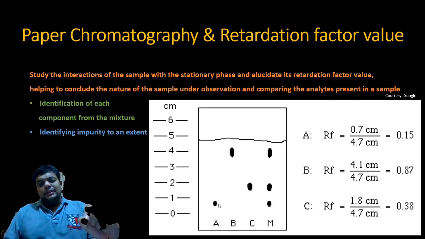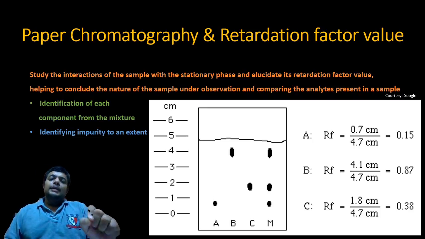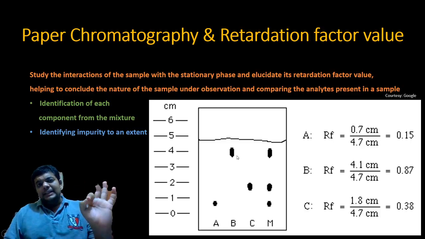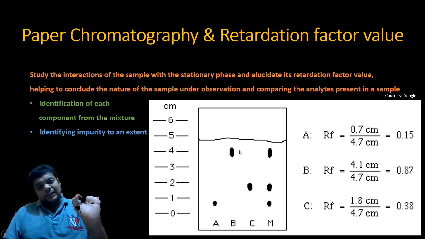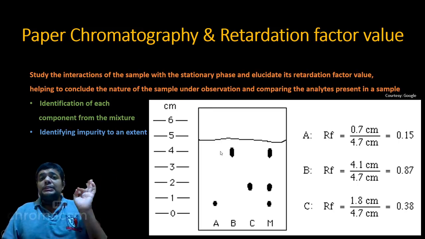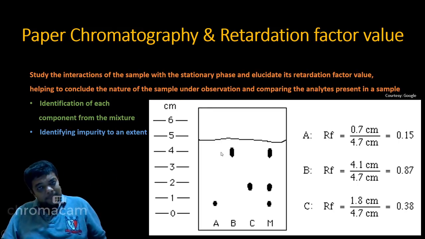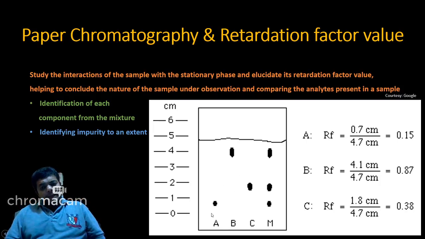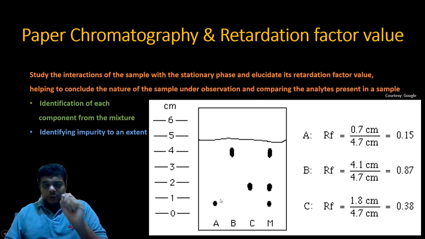If cellulose is that stationary phase, then it is polar by nature, and therefore sample A also must be polar in nature. Whereas sample B, which is running the most, has the least interaction with the stationary phase and therefore must be the least polar or highly nonpolar. And C, as you know, will be somewhere in between. So even by just noting the distance, you can identify its nature and its interaction with the stationary phase.